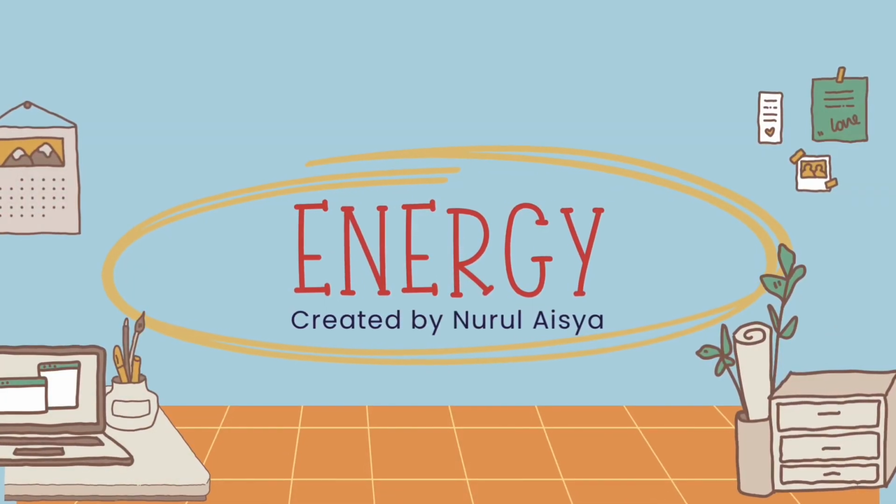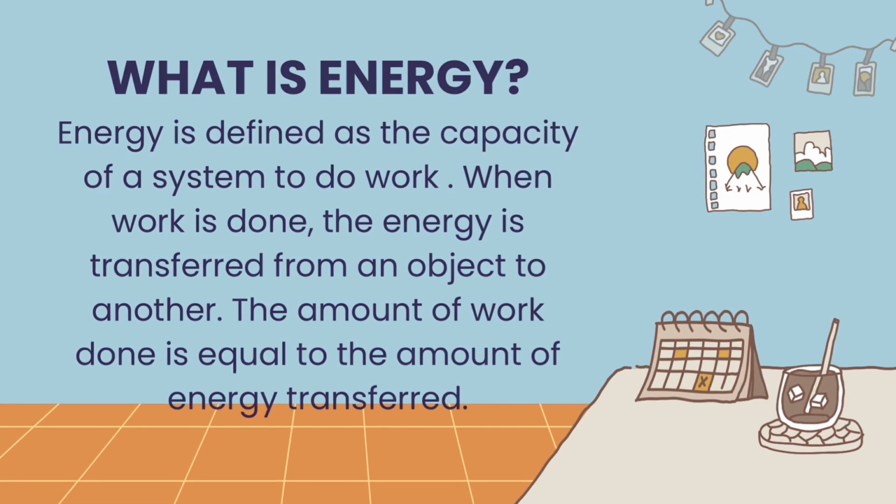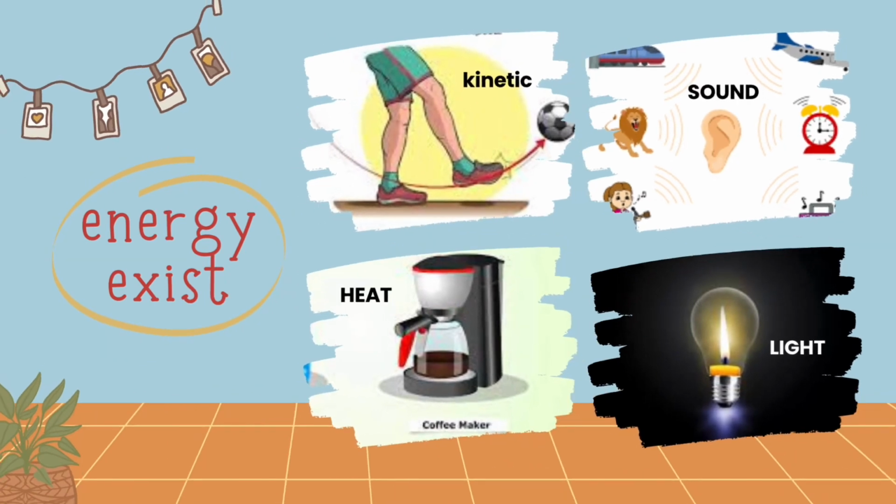Next, we go to energy. What is energy? Energy is defined as the capacity of a system to do work. When work is done, the energy is transferred from an object to another. The amount of work done is equal to the amount of energy transferred. Energy exists in many forms. Some energy exists in forms kinetic, sound, heat, and light.